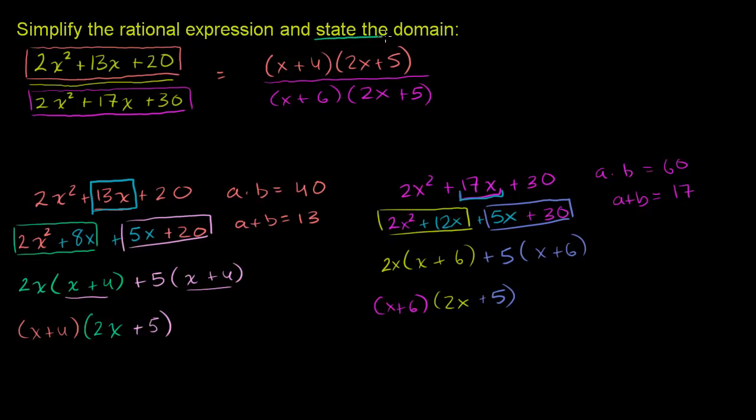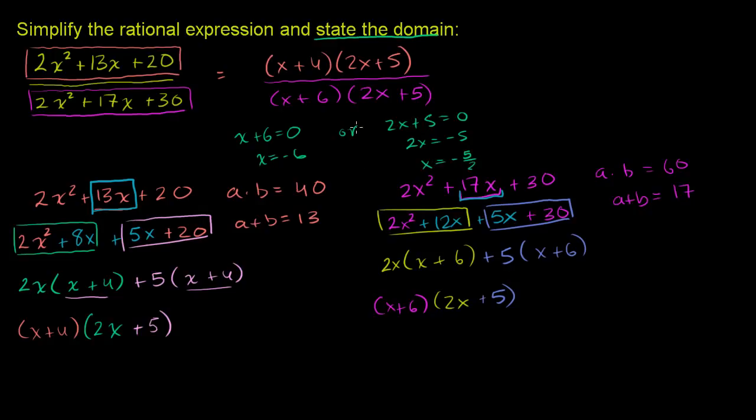State the domain. So what are the valid x values that we could put in here? Or I guess a more interesting question, what are the x values that will make this rational expression undefined? Well, it's the x values that will make the denominator equal to 0. And when will the denominator equal 0? Well, either when x plus 6 is equal to 0, or when 2x plus 5 is equal to 0. And we could just solve for x here. Subtract 6 from both sides. You get x is equal to negative 6. And if you subtract 5 from both sides, you get 2x is equal to negative 5. Divide both sides by 2. You get x is equal to negative 5 halves.